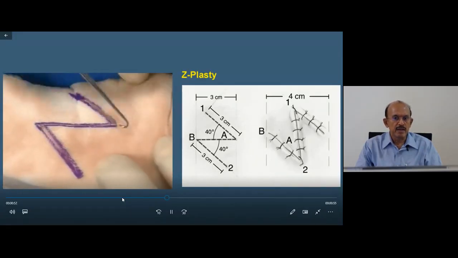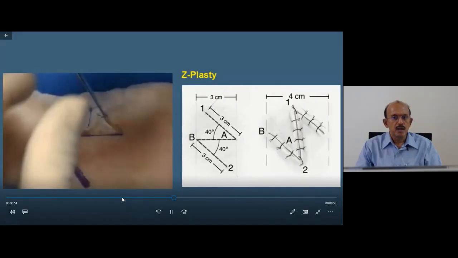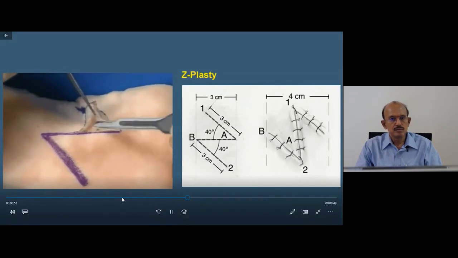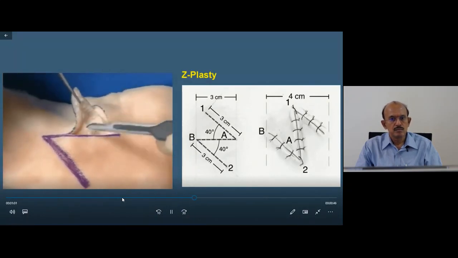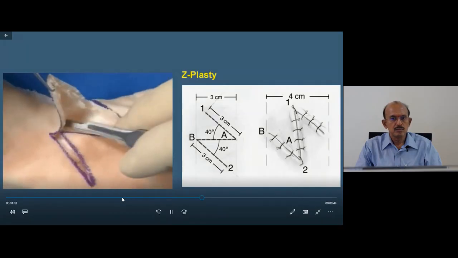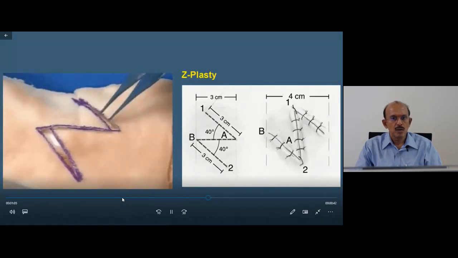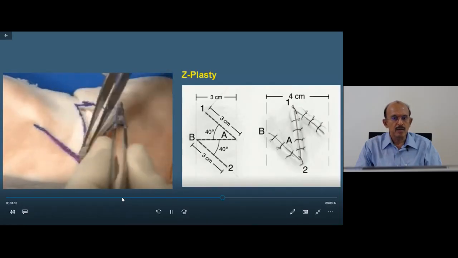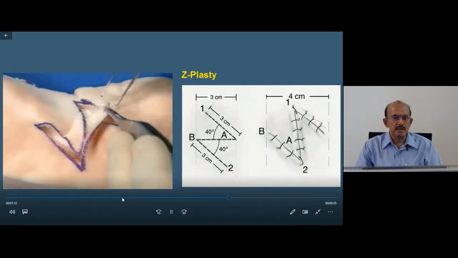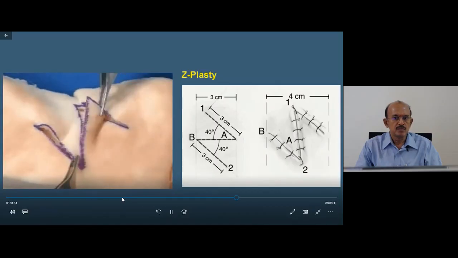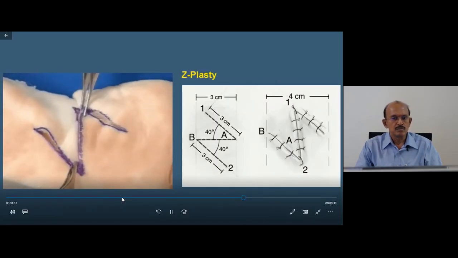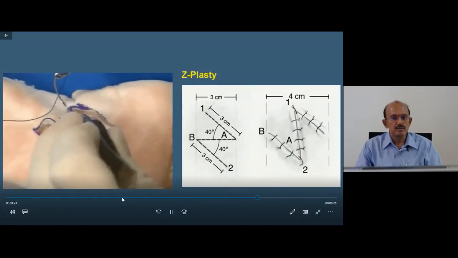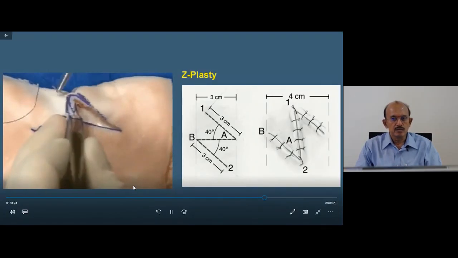So you have one triangle here, and this is the second triangle. So that is one triangle, and this is another triangle. Now you transpose it like this. So that area now got lengthened, and suture them.